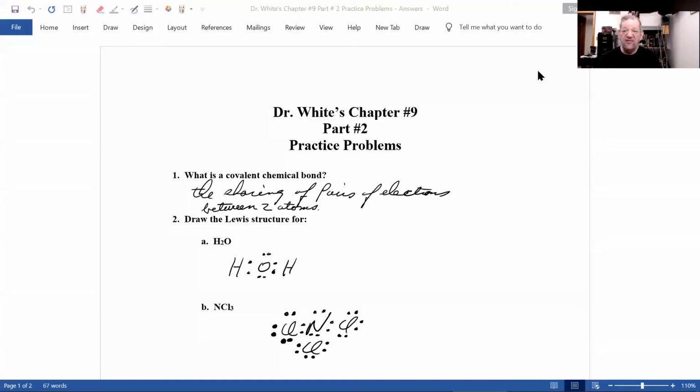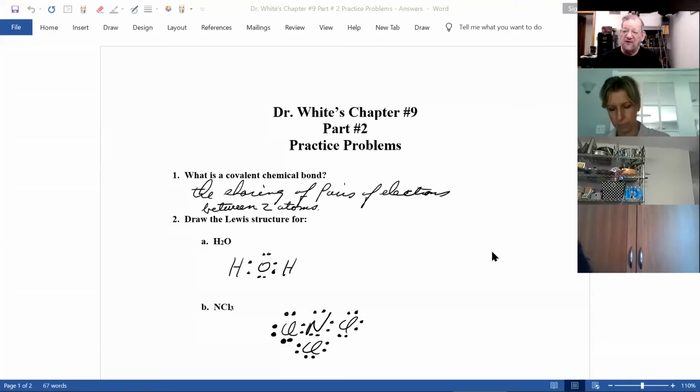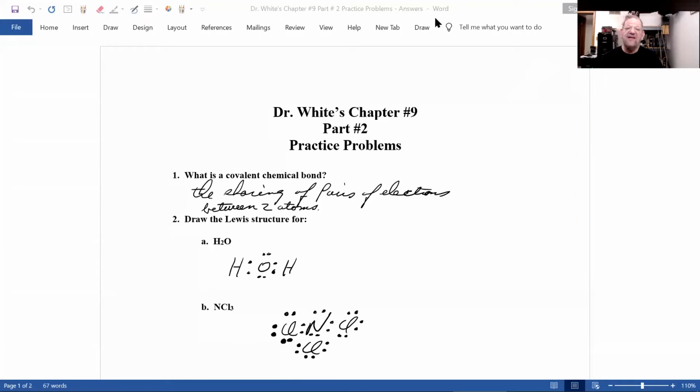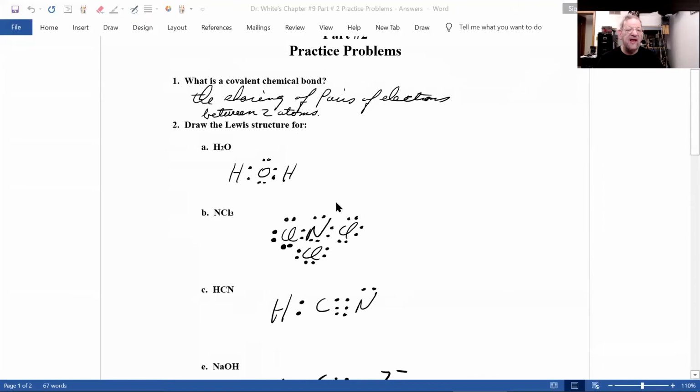All right, let's look at the next problem set, same chapter. I split it up into two different ones. Can everybody see part 2 on their screen? Thumbs up, people. Okay. Now we're dealing with covalent bonds, and covalent bonds are sharing pairs of electrons. The first thing I asked you to do is Lewis structures.